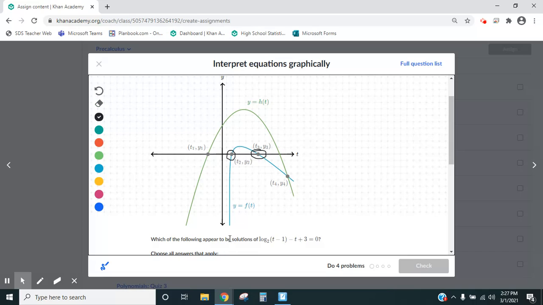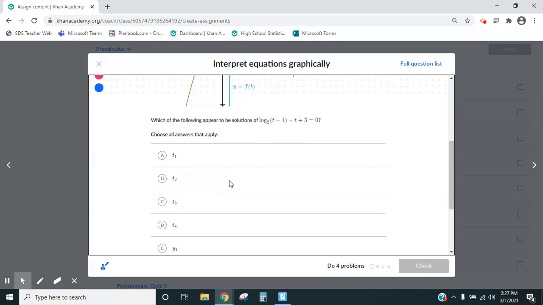All right, so where are they equal to 0? And it says which appear to be a solution, right? So when we have a solution of an equation, we don't list both variables. We just say, what is t equal to? So our two solutions here are t2 and t3.